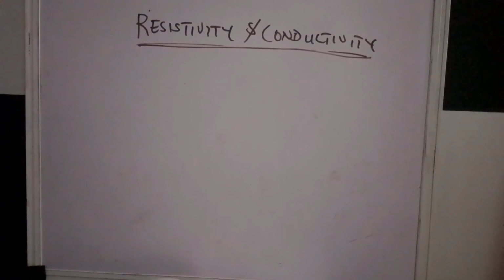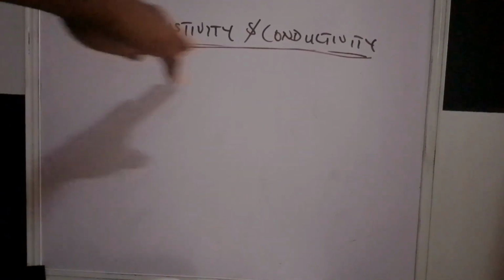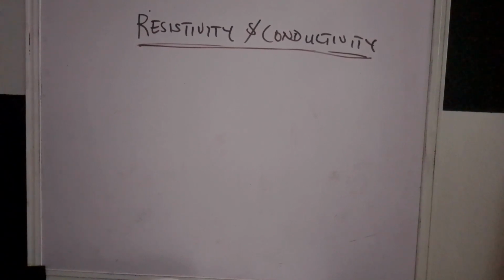Now today we will be concluding on current electricity, and today we'll be looking at resistivity and conductivity. The word resistivity is actually coined from the word resistance, and conductivity is coined from the word conduction. Now, what is resistivity? Let me go with the resistance first.